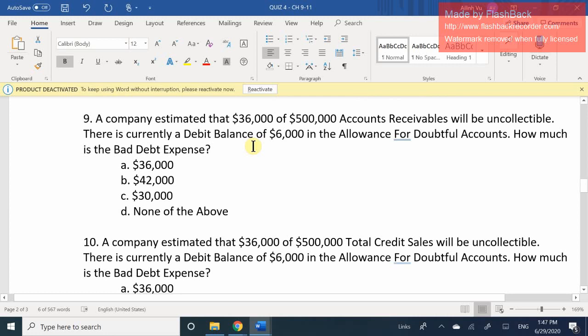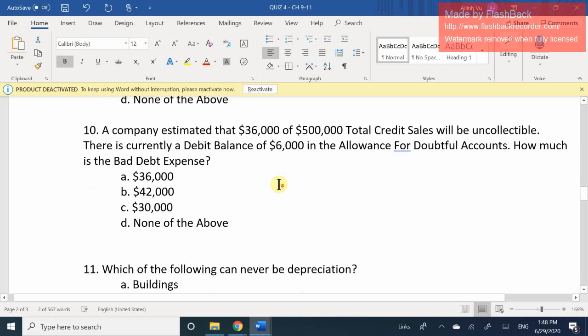Okay. A company estimates that 36,000 of its 500,000 accounts receivable will be uncollected. There is currently a debit balance of $6,000 in the allowance for doubtful accounts. How much is the bad debt expense? B. Yes, 36 plus, because we have a debit balance, plus 6 is going to be 42. That is correct.